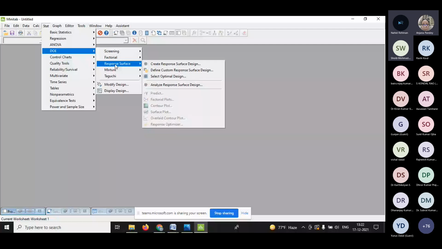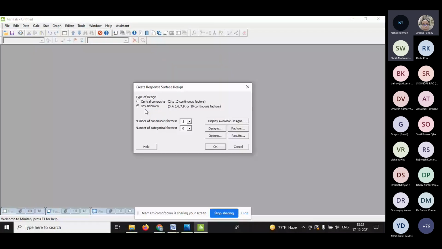You have to start with the design of experiment using the software Minitab. Then select the response surface. Here put the number of design. Select the design. Put the factors.